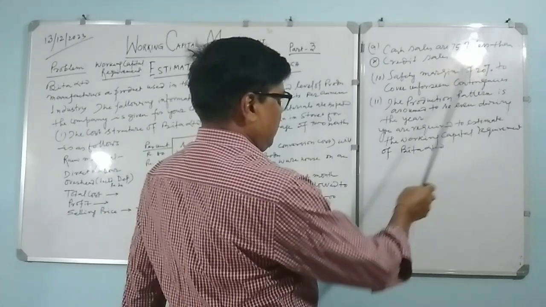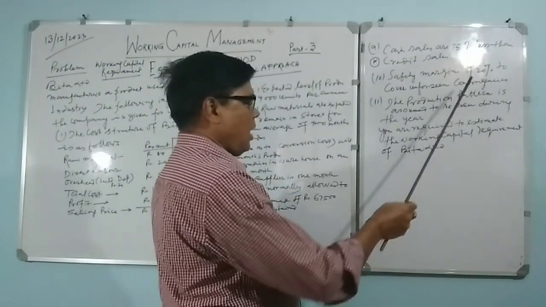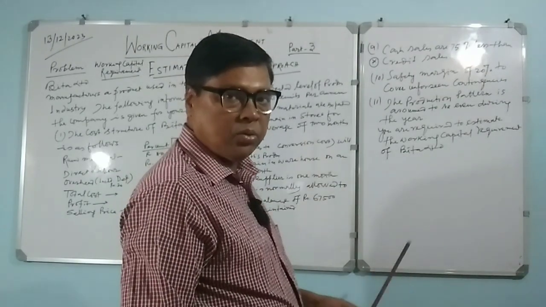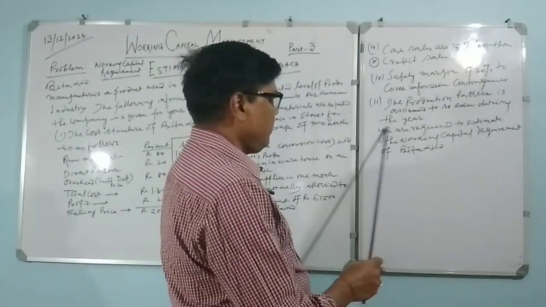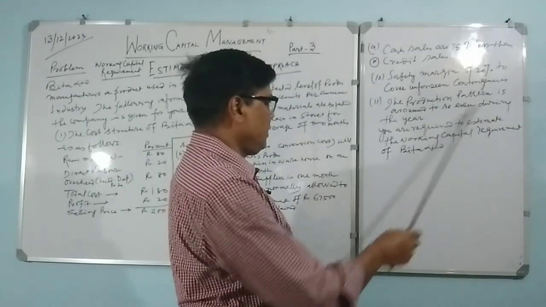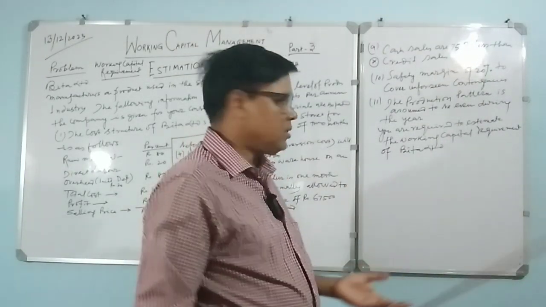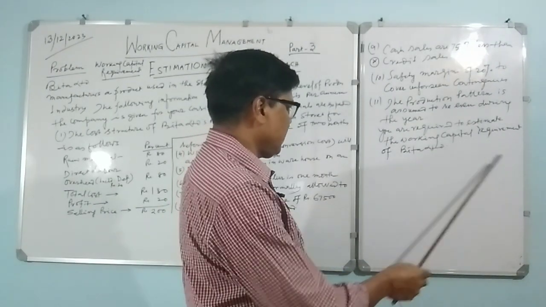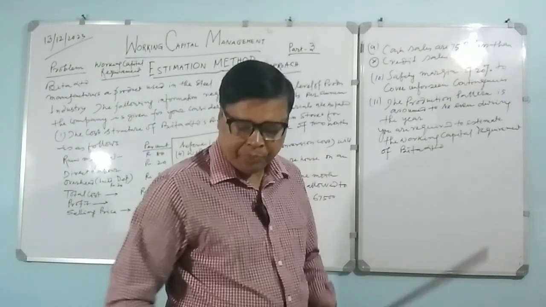Safety margin: for unforeseen contingency, whatever working capital comes, you have to add 20% to that. The production pattern is assumed to be even during the year, so it is a continuous process over a period of time. You are required to estimate the working capital requirement of B.ED Limited.